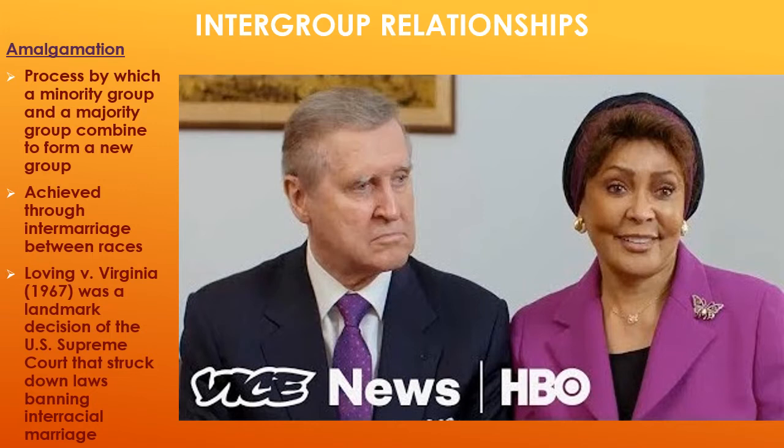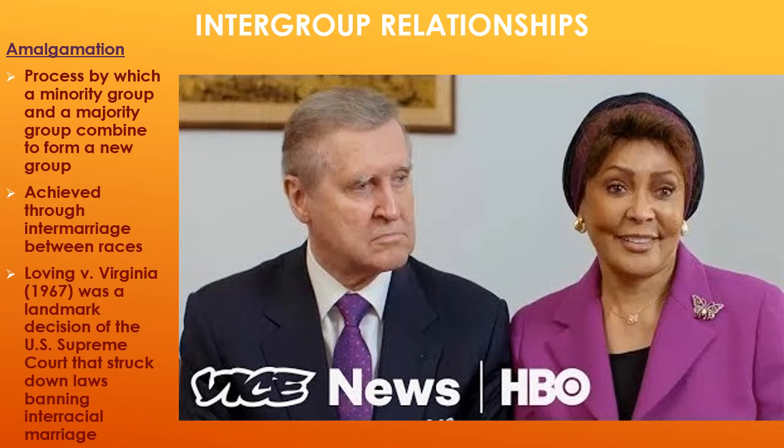The third most tolerant category of intergroup relations is amalgamation, which describes the process by which a minority group and a majority group combine to form a new group. And this is achieved by way of allowing intermarriage between individuals of different racial and ethnic groups. So for example, of course, in the United States, it was illegal to marry someone of a different race for quite a long period of our history. And if not illegal, it was pretty strongly looked down upon in terms of social norms.